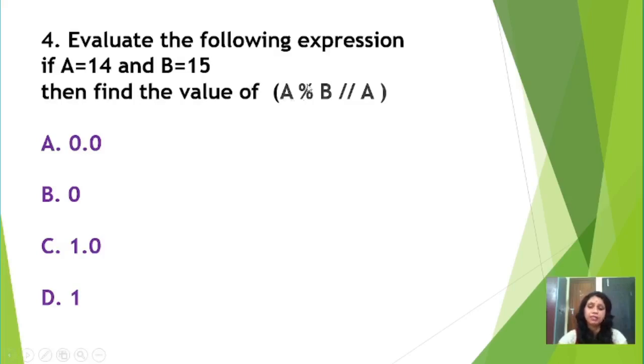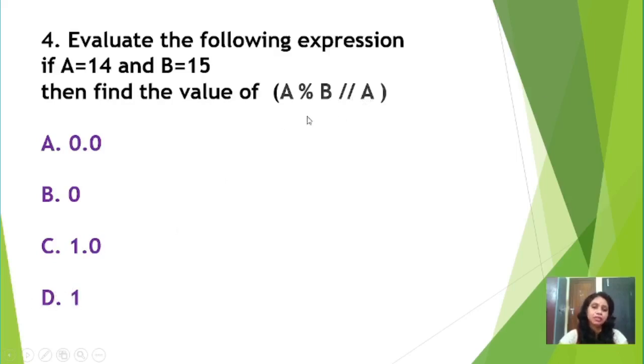So here, the modulus operator has higher precedence, and after that the floor division operator. You know that the modulus operator is used to find the remainder of a division, isn't it? So here a value is 14, b value is 15, then a modulus b gives the answer 14. After that, 14 floor division by 14. Floor division provides the answer as a whole number, so 14 divided by 14 is 1. So your option is option D, right students?